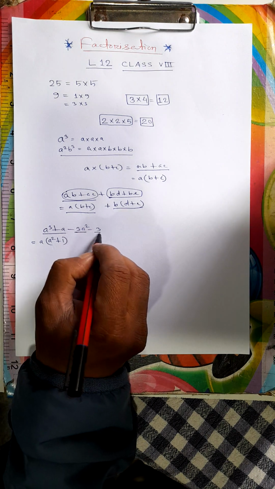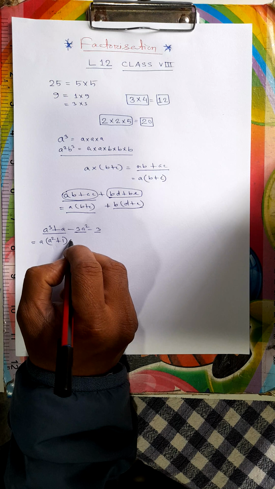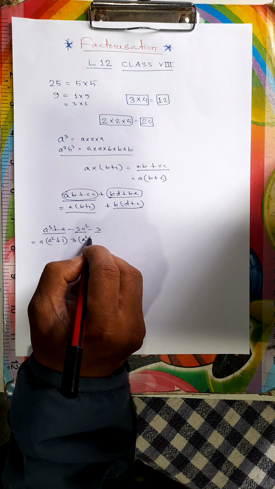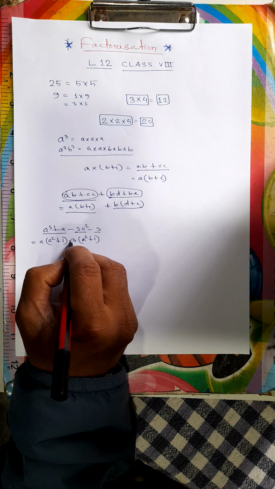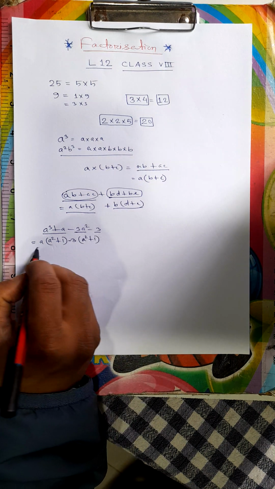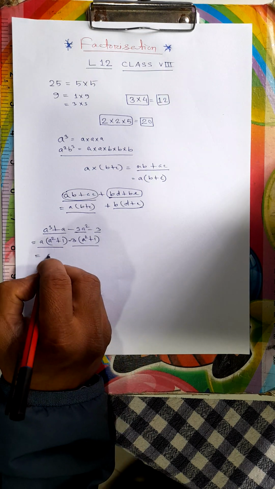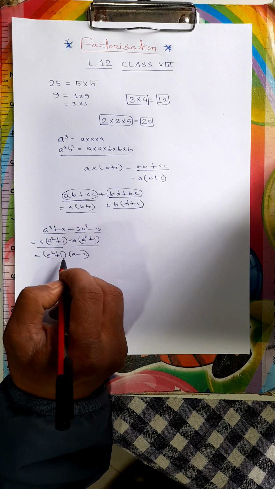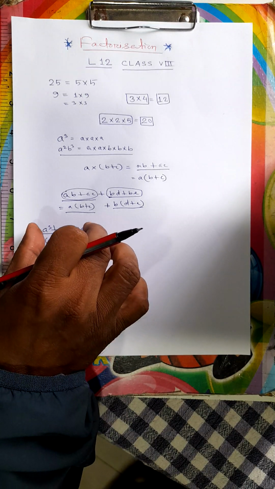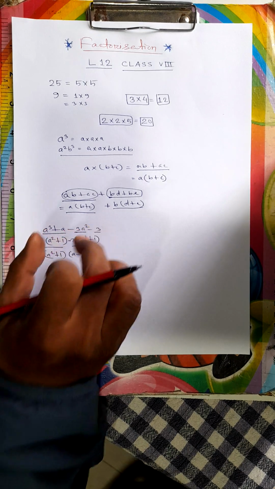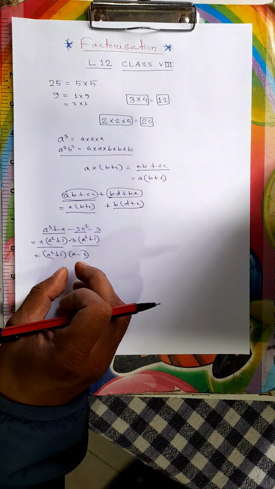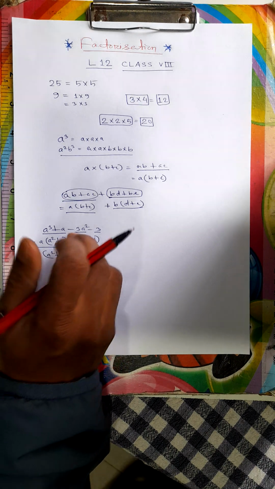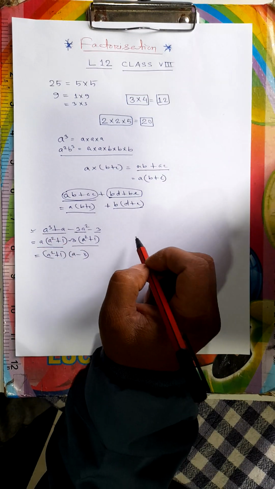Here the common factor of both terms is 3. So you can take 3 common here. So within the bracket you will write a square plus 1 and minus 3 here. Again here you see in both terms a square plus 1 is a common factor. So you will write a minus 3. So we find that this algebraic expression can be written as a product of two factors, a square plus 1 multiplied by a minus 3. So these are the factors of this algebraic expression.